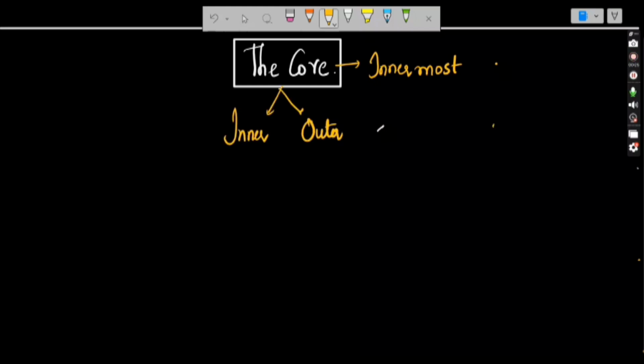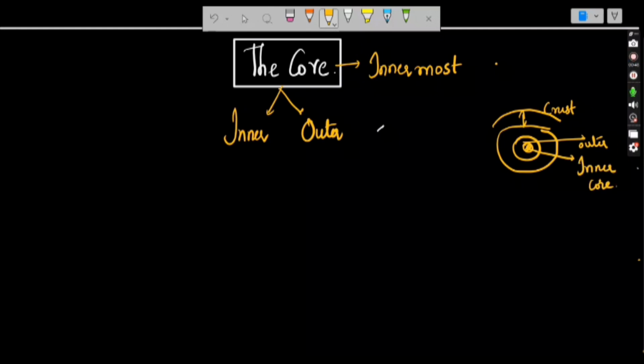So till now we have seen the first layer is called crust, and after crust we have mantle. In mantle we have core. In core we have, so this is called outer core and this will be inner core. So when it comes to core, first we'll be seeing about outer core.